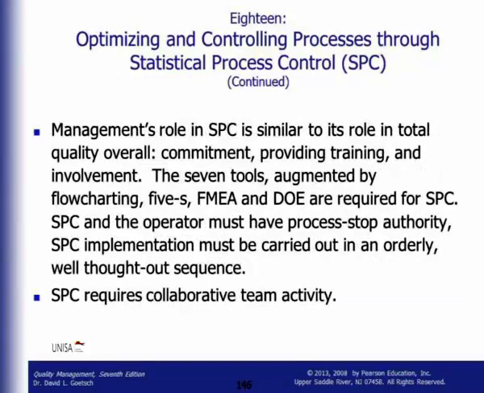Management's role in SPC is similar to its role in total quality overall: commitment, providing training, and involvement. The seven tools, augmented by flowchart, the 5S, FMEA, and design of experiments, are required for SPC. With SPC, the operator must have process stop authority. SPC implementation must be carried out in an orderly, well thought out sequence. SPC requires collaborative team activity.